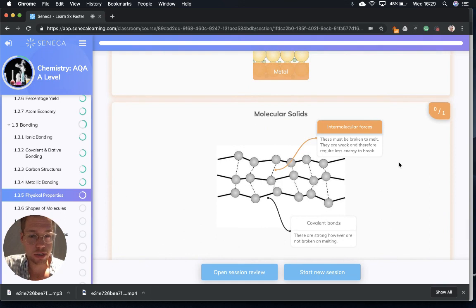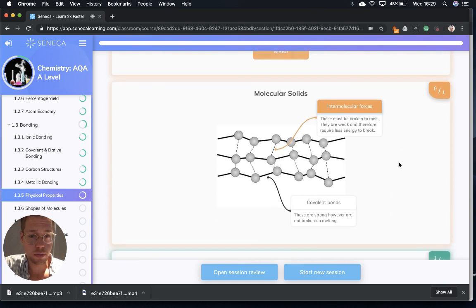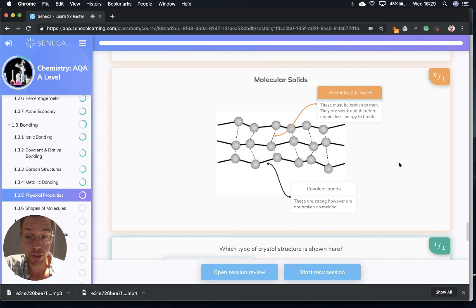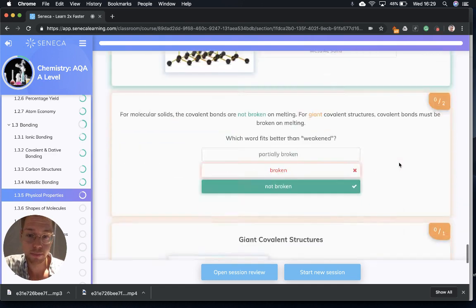So molecular solids, do you remember those? How are they made up? So molecular solids, there are covalent bonds within the molecules. They're really strong, but they're not broken in melting or boiling. It is the intermolecular forces that are broken when these substances begin to melt.